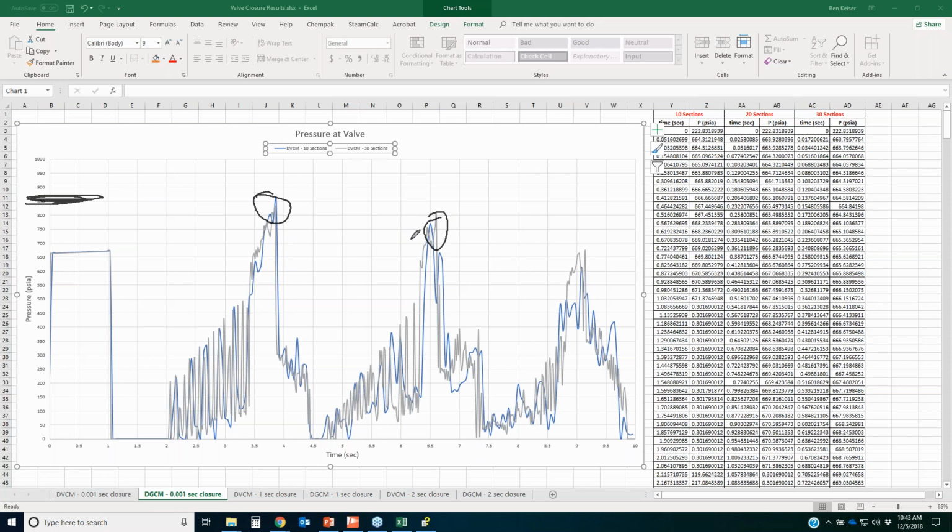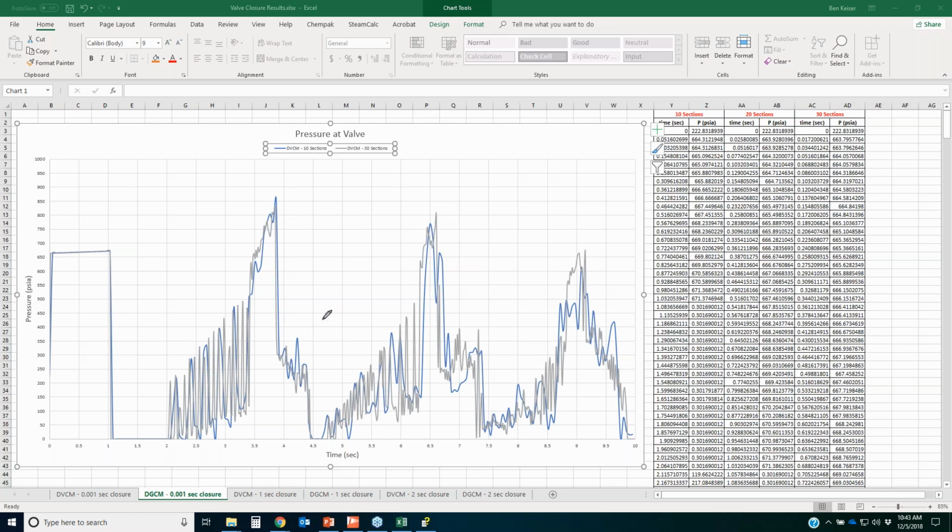But here's the thing. This is an instantaneous closure where the valve is closing in 1 millisecond. Those pressure spikes are very large, but they are not sustained for very long, and they happen very quickly. When you're evaluating your cavitation results, one of the things that you want to see is if you see a spike that goes way up in one time step and back down in the other time step, that may not be realistic.